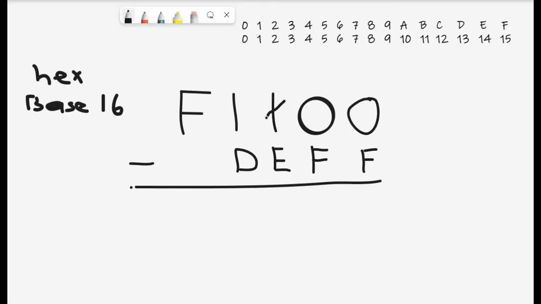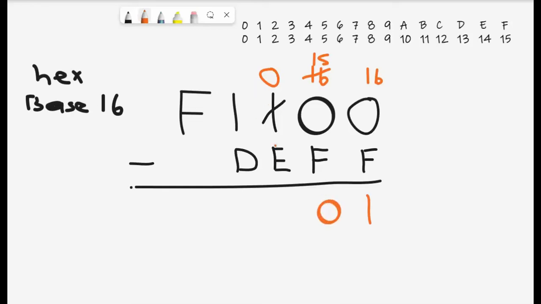So this goes to a 0. And this came over as a 16. And now we can borrow 1. So this goes to 15. And this goes to 16. So 16 minus 15 is 1. And then 15, which is F, 15 minus 15 is 0.